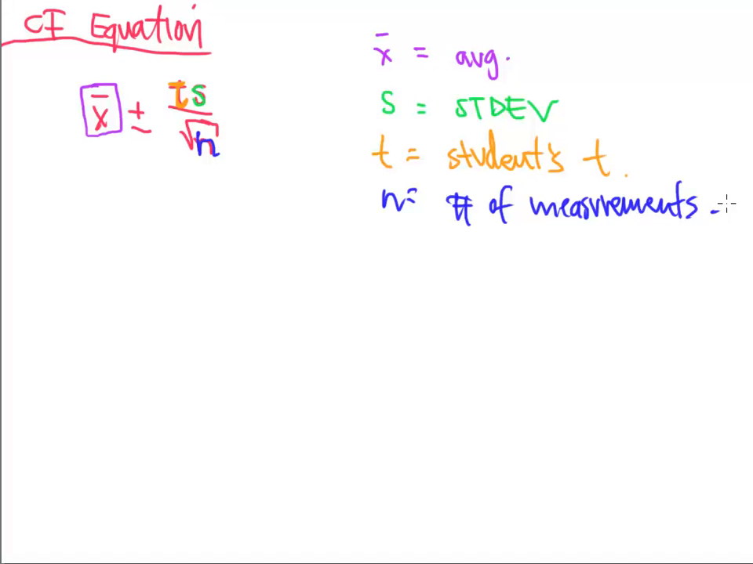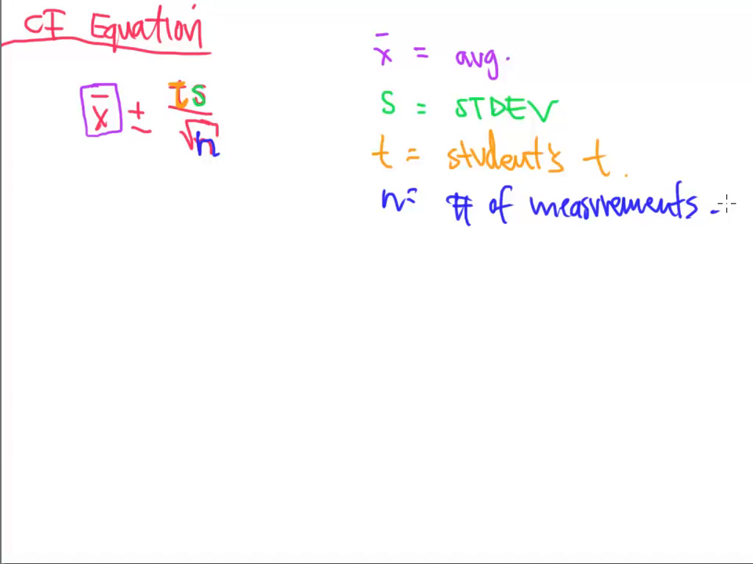Okay, so the number of measurements, how many repeats did you do? How many testings did you do when you averaged them together? Did you test it 3 times and take the average? Did you test it 5 times? Did you test it 10 times? That is the number that goes there, the actual number of measurements that you took, right?